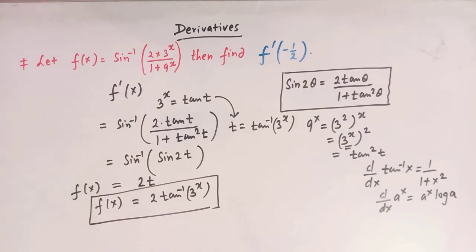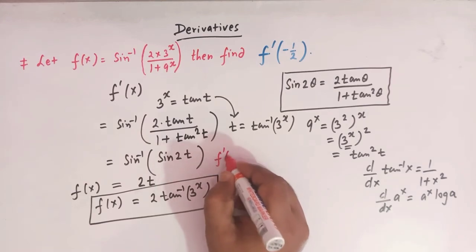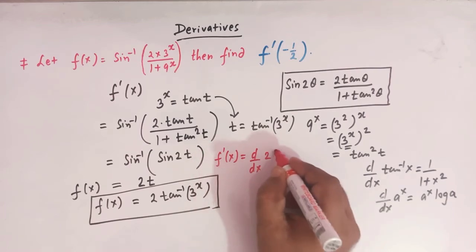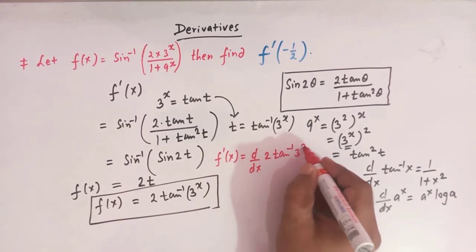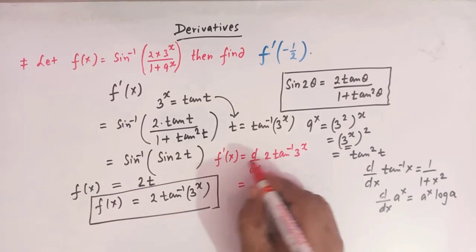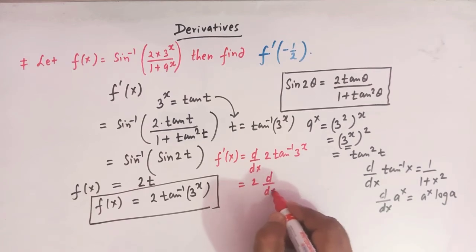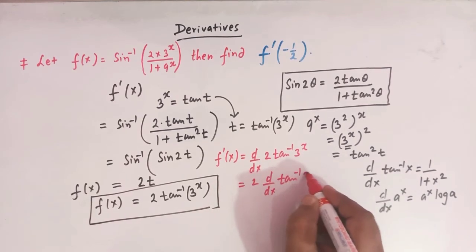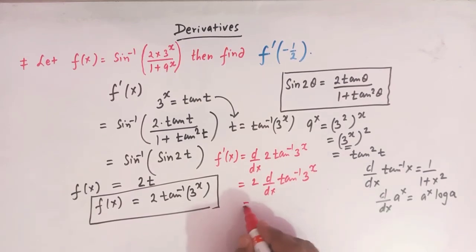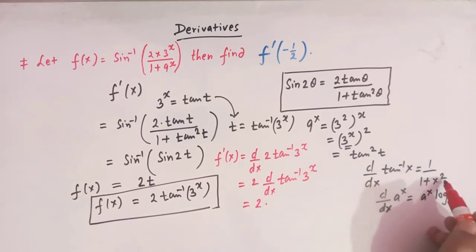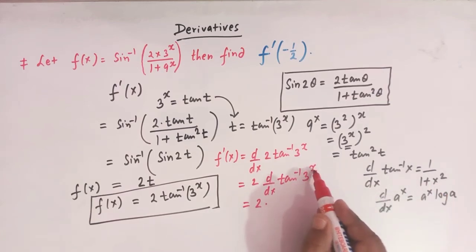Okay, so now let us differentiate this function with respect to x. So we have f'(x) is equal to the derivative of 2 times tan inverse 3 raised to x, right? So this 2 can be taken out because this is a constant. So we have 2 times the derivative of tan inverse 3 raised to x, right? Now the derivative of tan inverse x is 1 over 1 plus x square. So first we will take 3 raised to x equal to x.